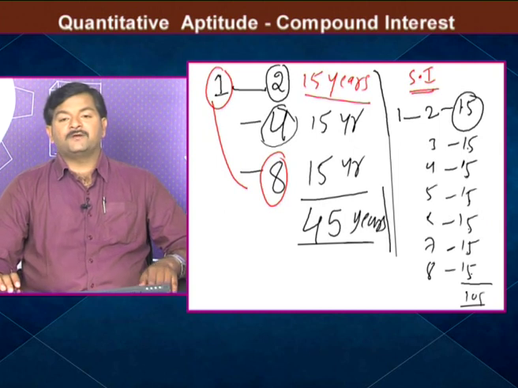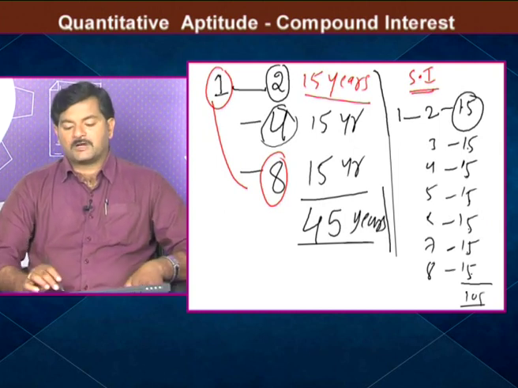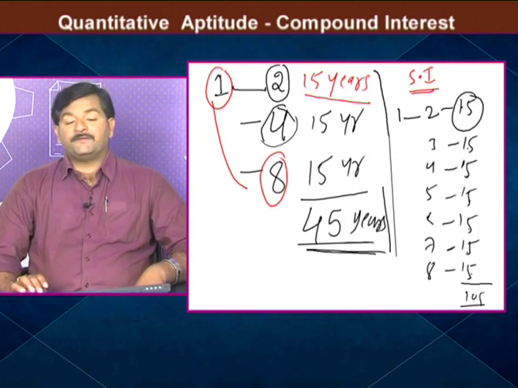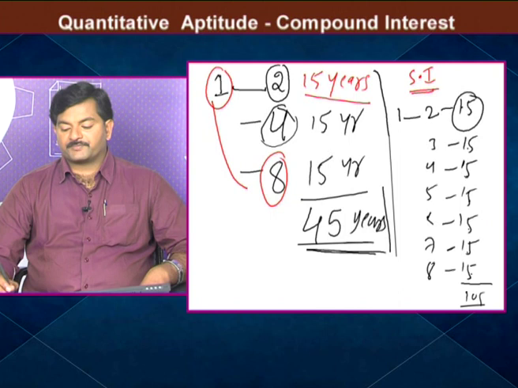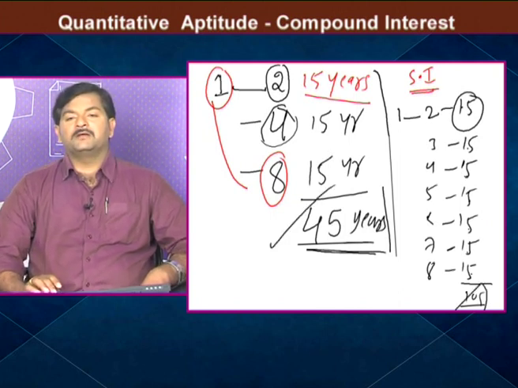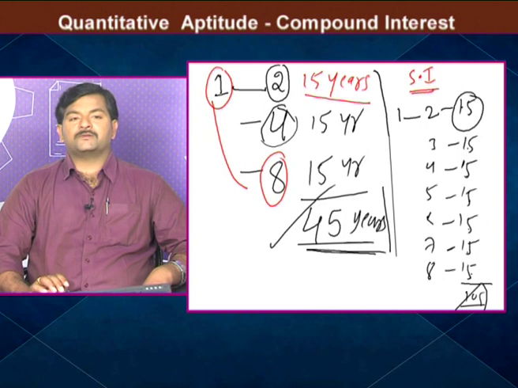If it is a case of compound interest, how many years are required? 45 years are required. If it is a case of simple interest, how many are required? 105 years required. But remember, the question is asked to find for only compound interest. Hence our answer equals how many years? 45 years. I hope you understood what I am saying.